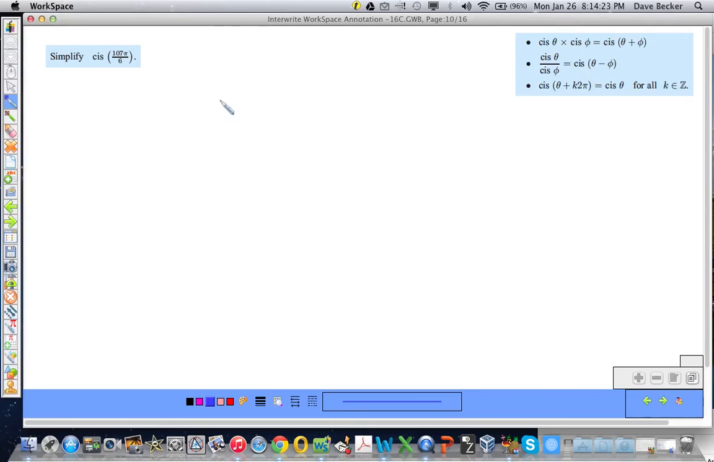Simplify cis 107 pi over 6. Well, a lot of different ways to think about this. That's equivalent to a mixed number, 17 and 5/6 pi. 107 divided by 6 is 17 with a remainder of 5. Pi's over 6, we love those. So this is equivalent to 18 pi minus pi over 6, is it not?